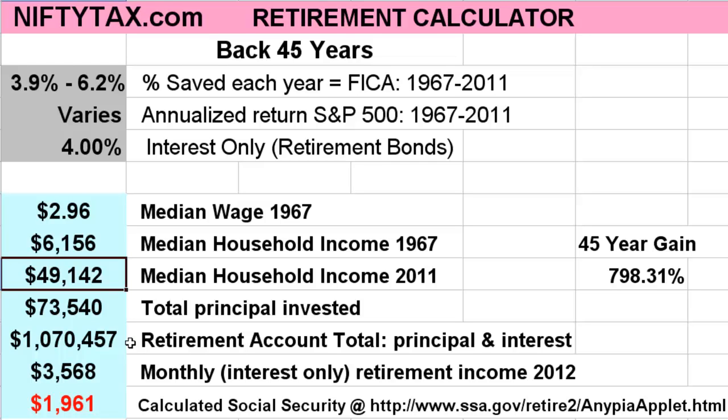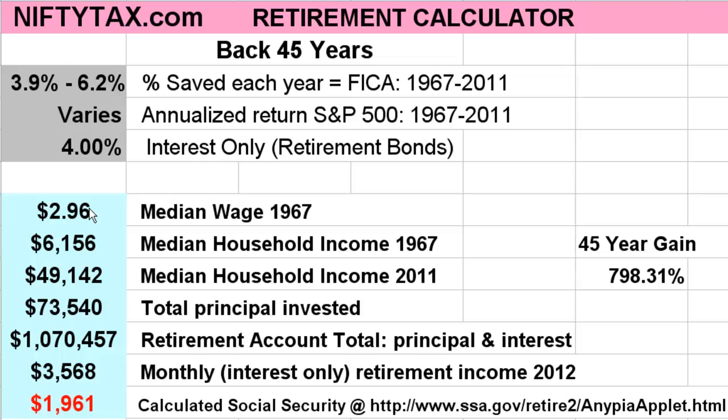$49,142 per year. The total amount saved, principal and interest, in the retirement account is $1,070,457, which gives you a monthly interest-only retirement income in 2012 of $3,568 per month, compared with Social Security of $1,961 per month. During that 45 years, we had a gain of 798.31%, and we're going to use that when we look forward 45 years.